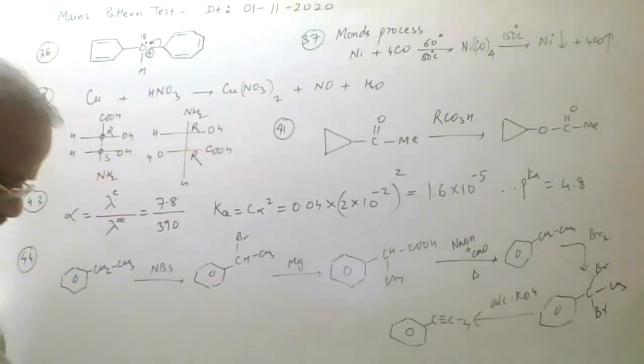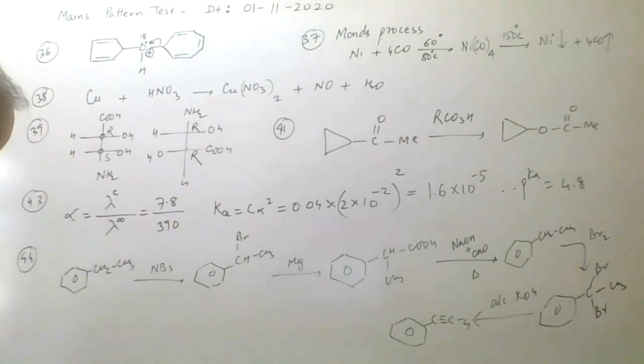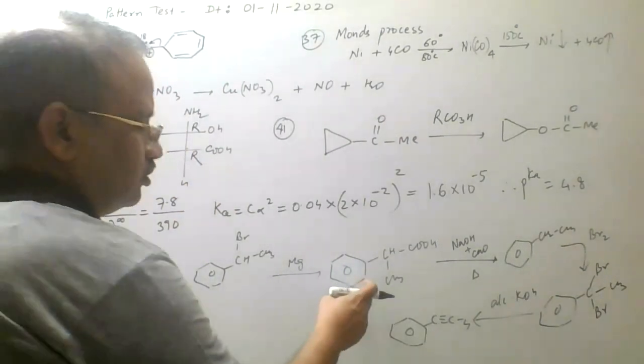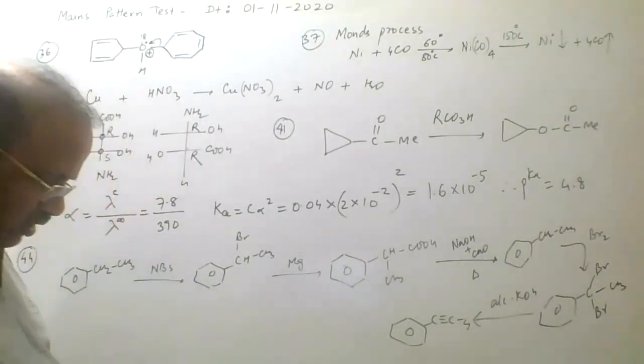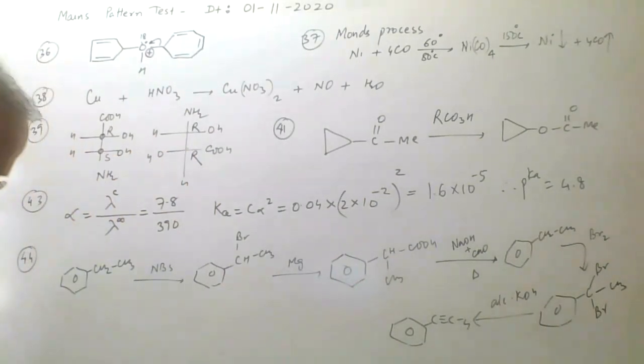In this question, we have to tell what is Q. We are given P, then it is Q. So Q will be the major product of the reaction.